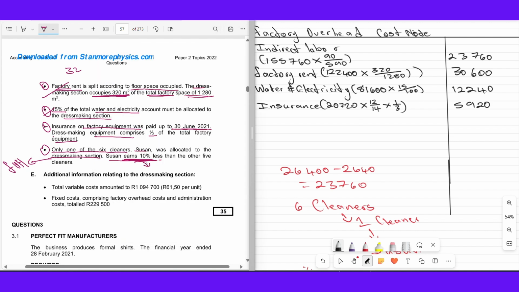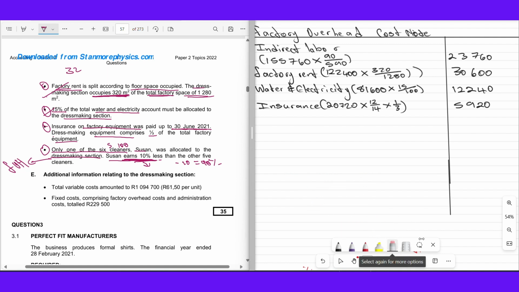So they are saying that Susan earned 10% less. So these 5 are earning 100, and Susan earned 10% less. 100 minus 10, we get 90. So that 90 is what we need to allocate to the factory. Yes. So yeah, you can do it in these two ways.